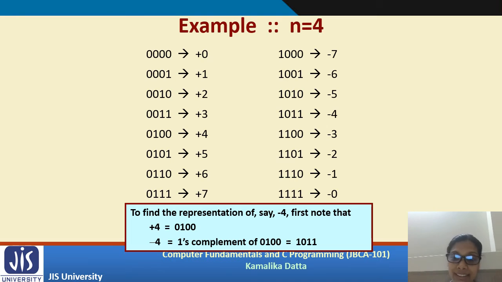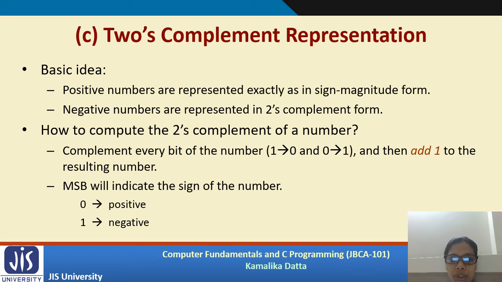Let's see what happens in two's complement now. So this is a problem, right? Because we do not need minus 0, but it is taking extra space, using which we could represent another extra number, right? So let's see what the two's complement representation is.